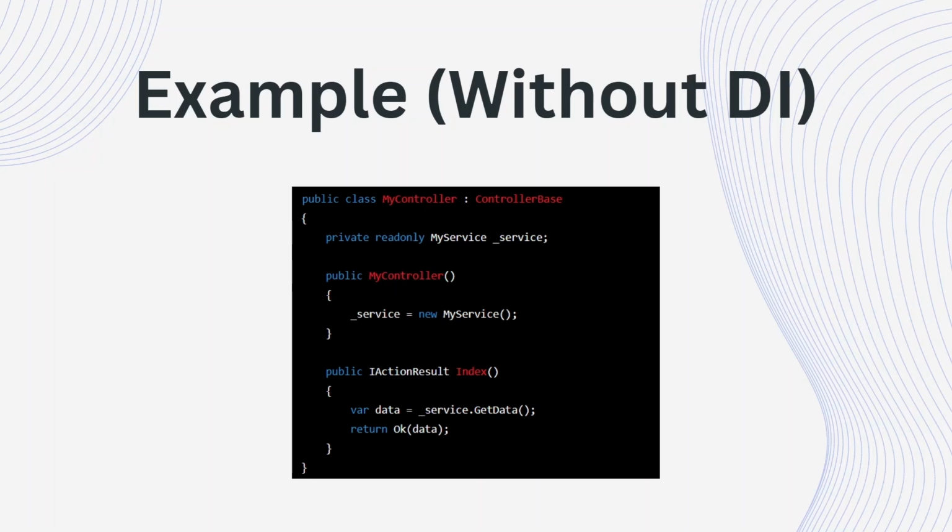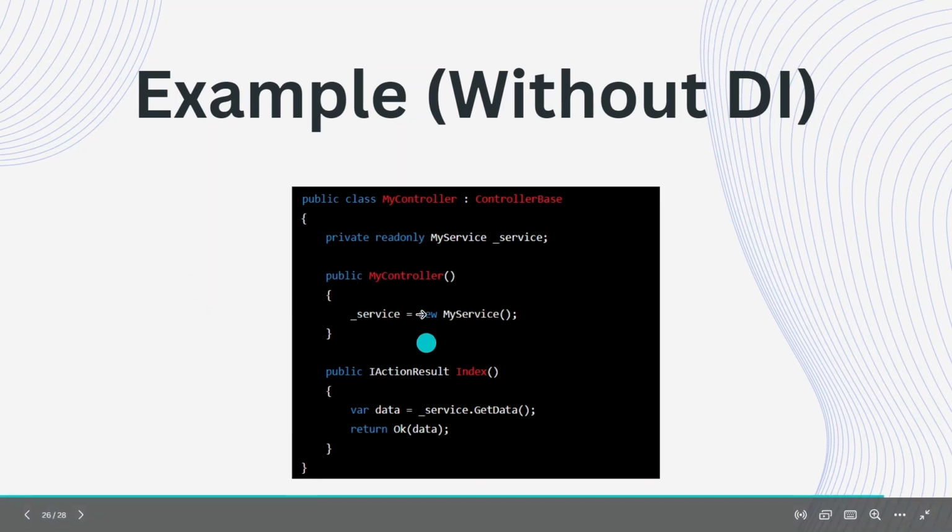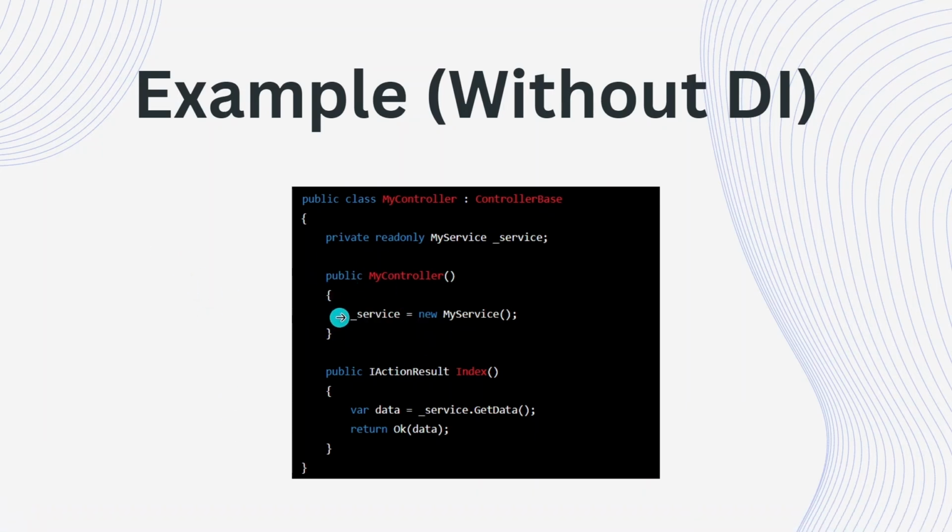We have a controller class and we have a constructor over here. Inside the constructor, because we want to use the MyService class later on in the Index action method over here, we are instantiating the class inside the controller. Now this class would have to be managed by the controller, and later on, if the class name changes or we have to implement a different implementation of MyService, then we have to change all the controllers or classes that use this MyService.